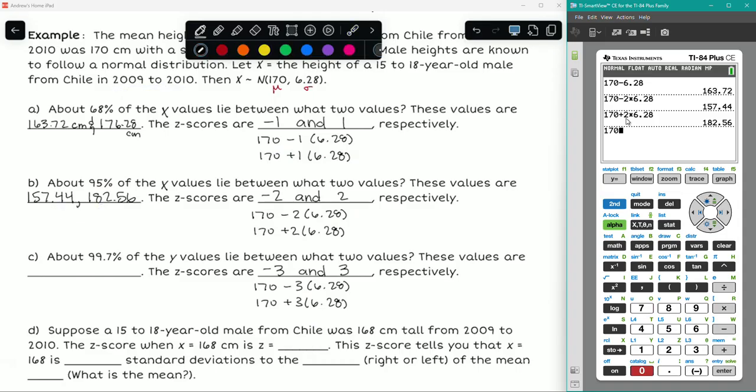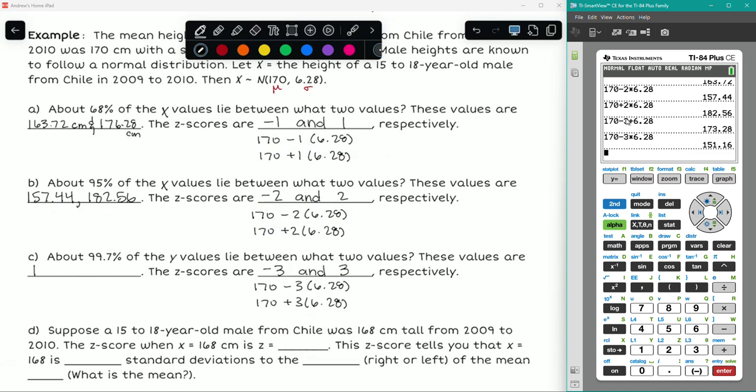For the last, it's the same idea, except we're now 3 standard deviations from the mean. Oh, ooh, Mr. J, that is not how that works. Try that again. There we go. That looks more reasonable. So between 151.16 and 188.84.